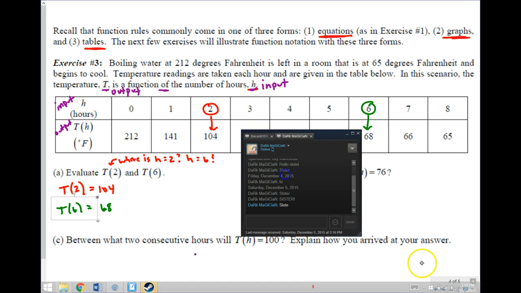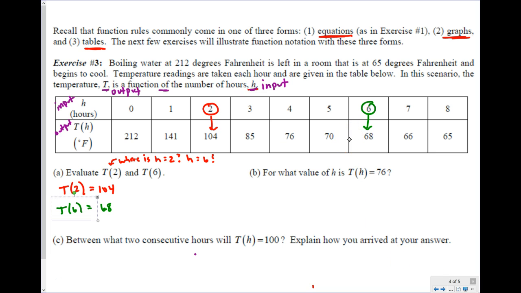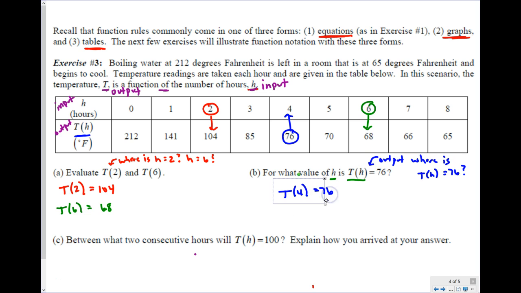Letter B, for what value of h is t of h equal to 76? This is a little bit different. Now instead of looking at my inputs, I have to look at my output. So where is t of h equal to 76? I'm going to go to t of h, which is right here, and find 76. There's 76. And what was my hours? 4. So t of 4 equals 76. So h equals 4.